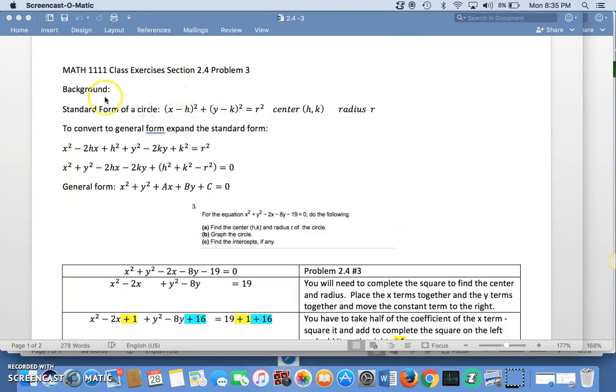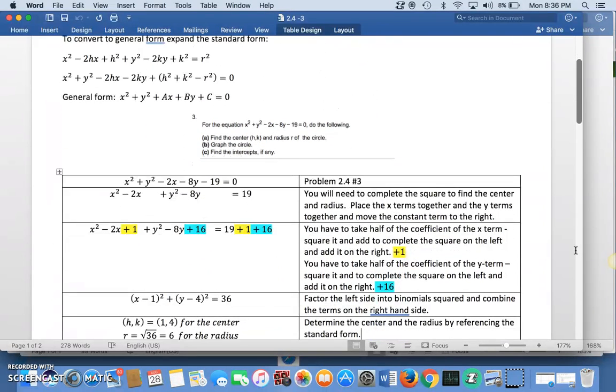Okay, problem 3. That's your standard form, your general form, and really you're going backwards here. They're giving you the general form, and they're asking you to find the center, so you need to put it in the standard form and the radius. Once it's in standard form, it's pretty easy to see. Then graph and the intercepts, or the intercepts and then graph. It doesn't really matter the order there.